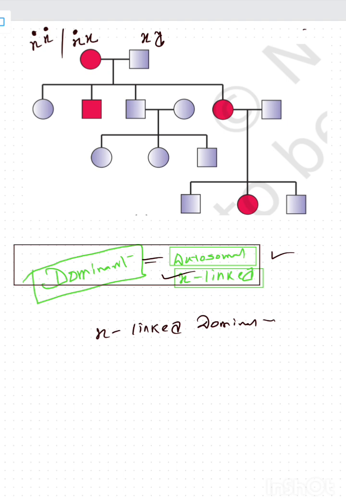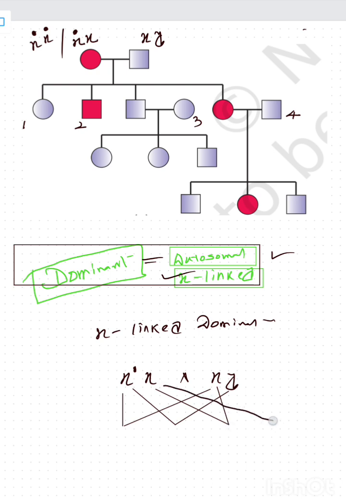Now how many progeny are formed here? 1, 2, 3, 4. So let's do the cross. X dot X crossed with X Y. So X dot X, X dot Y, X X, X Y. Now see, X dot X. That means it is affected. X dot X again, it is affected.